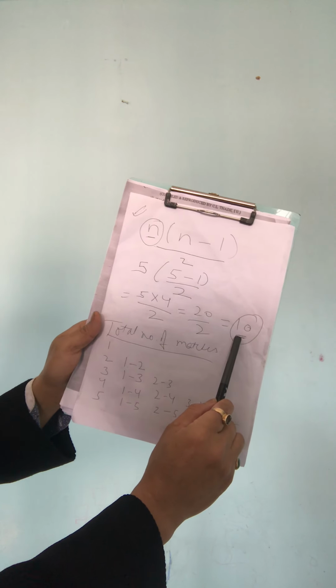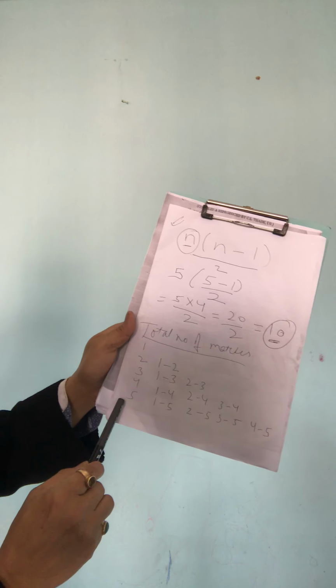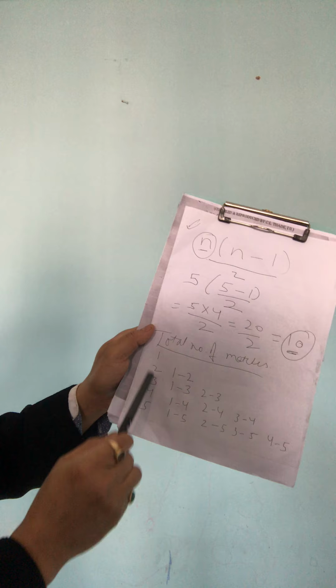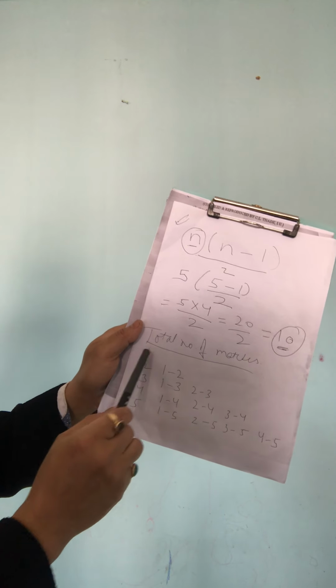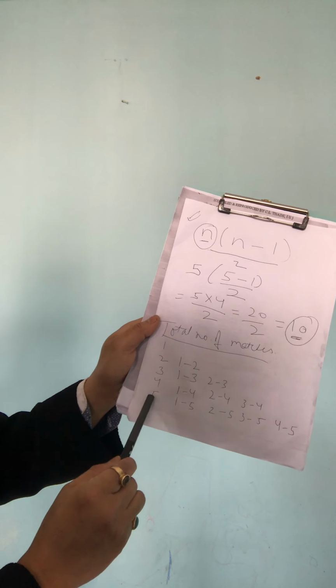From the formula we got 10 matches we are going to play. And in practical, what happened? One plays with 2, one plays with 3, one plays with 4, and one plays with 5. Okay, 1 and 2 already played. Then what happened? 2 is going to play with 3, 2 is going to play with 4, and 2 is going to play with 5.